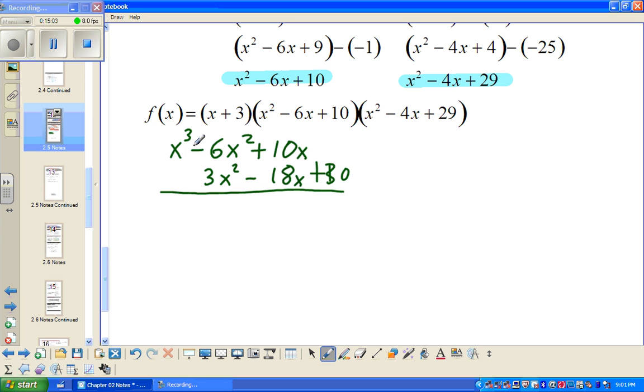When you line them up, it's real easy to combine your like terms. You have an x cubed minus 3x squared minus 8x plus 30. Then I'd bring down what I haven't multiplied by yet.